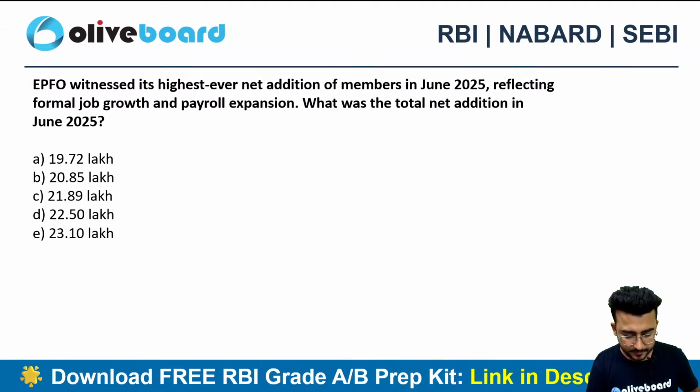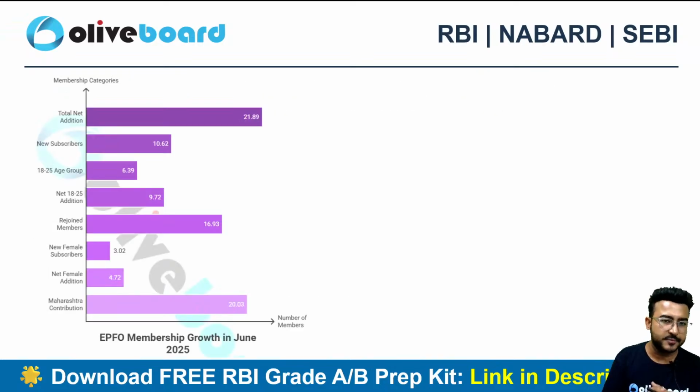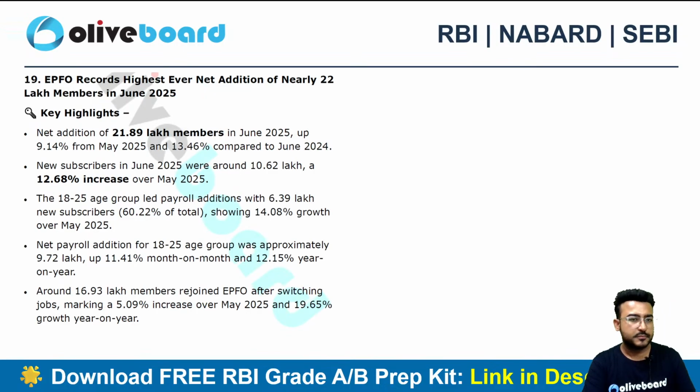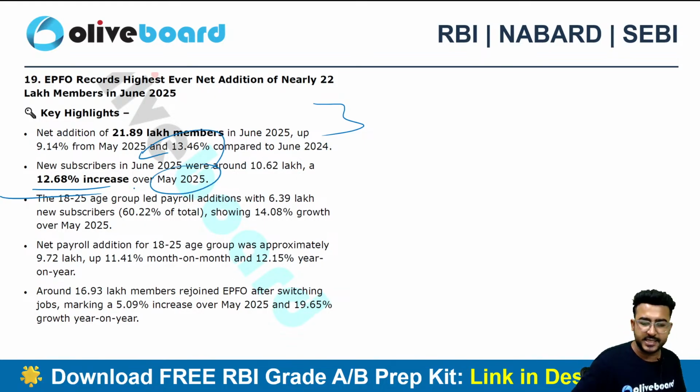What should be the correct choice, guys, here? The correct choice here is option C, 21.89 lakh. Option C here is the correct choice. Here we can see the net additions as of now in the EPFO membership. That's the data of June 2025, which was recently released on the PIB portal. Here we can see the numbers as well. If I talk about the new subscribers, there is a 12.68% increase over May 2025. So as compared to May, in June there was a 12.68% increase, right?